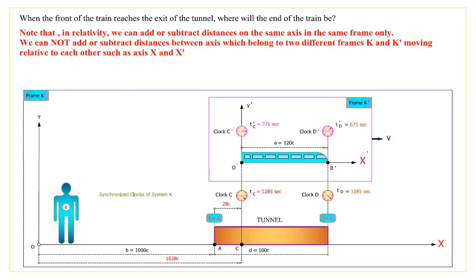Note that, in relativity, we can add or subtract distances on the same axis in the same frame only. We cannot add or subtract distances between axes which belong to two different frames k and k' moving relative to each other, such as axis x and x'.